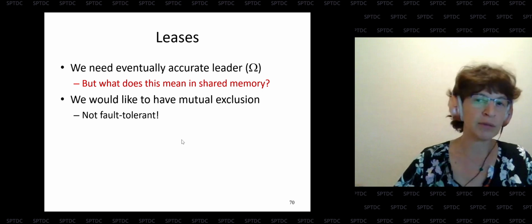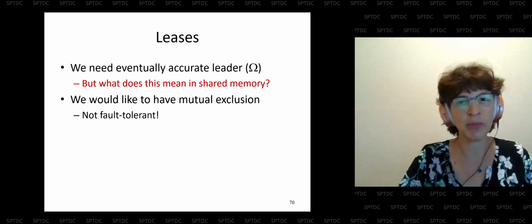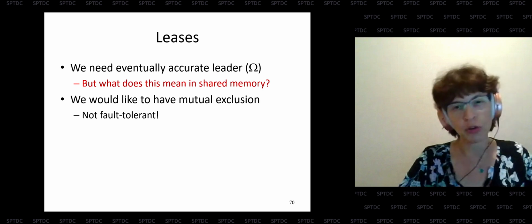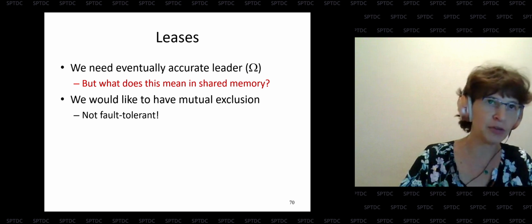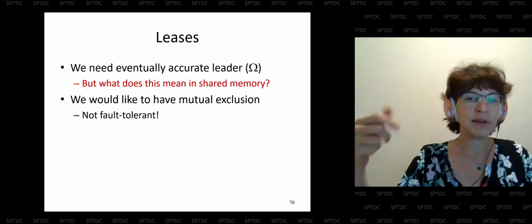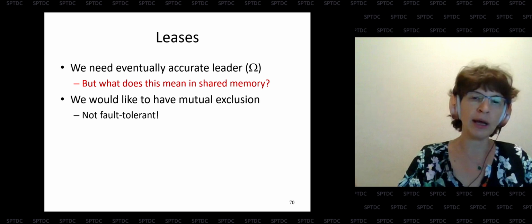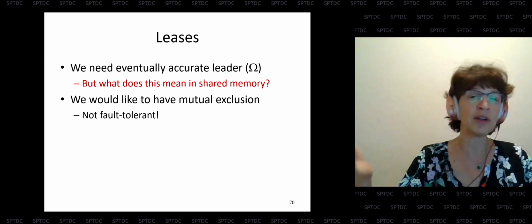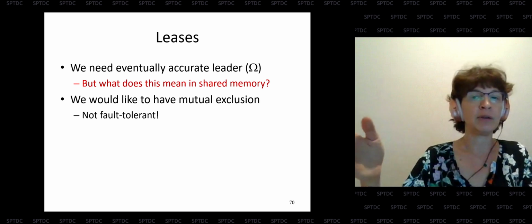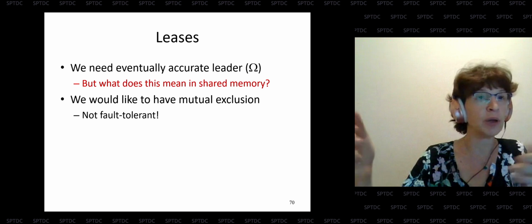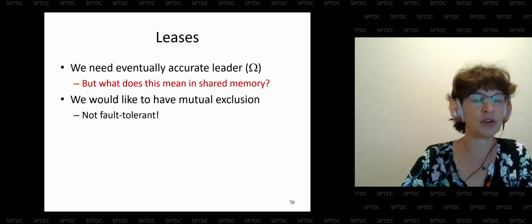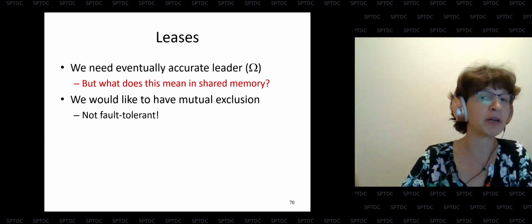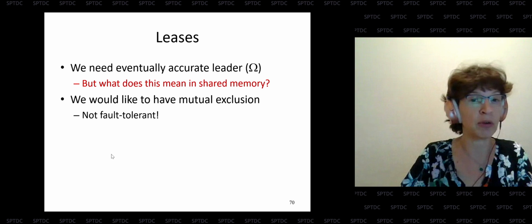Basically, when we want one process to access the shared memory, we normally call that mutual exclusion, right? We want mutual exclusion. If there's one leader and there are no other leaders, then we have mutual exclusion. The difference between mutual exclusion and what we're trying to do here is that it's not fault tolerant. If one process takes a lock and that process fails while holding the lock, then no other process can access the shared memory ever again, because that process failed. It's not fault tolerant.